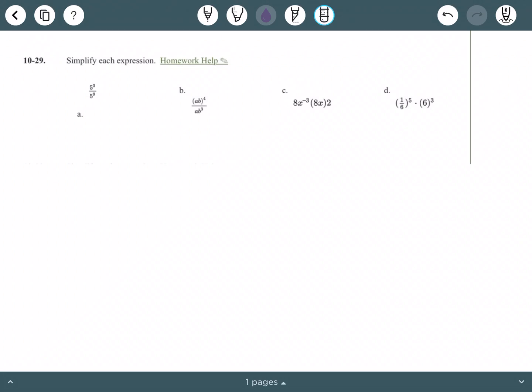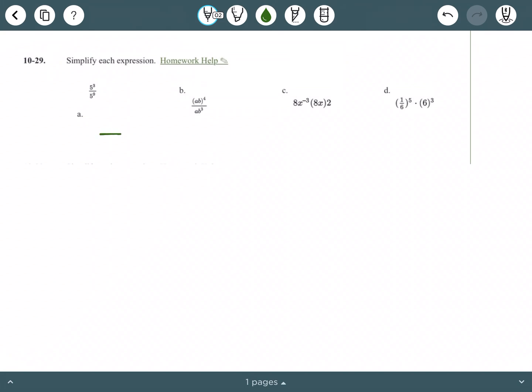All right, let's have a look at 1029. Part A, so we're simplifying each expression, and we are dealing with exponents, as you can see. I'm going to rewrite these because these are really small on my screen, and I'm betting that when I post these as a video, the quality is not going to be great. So let me rewrite A here.